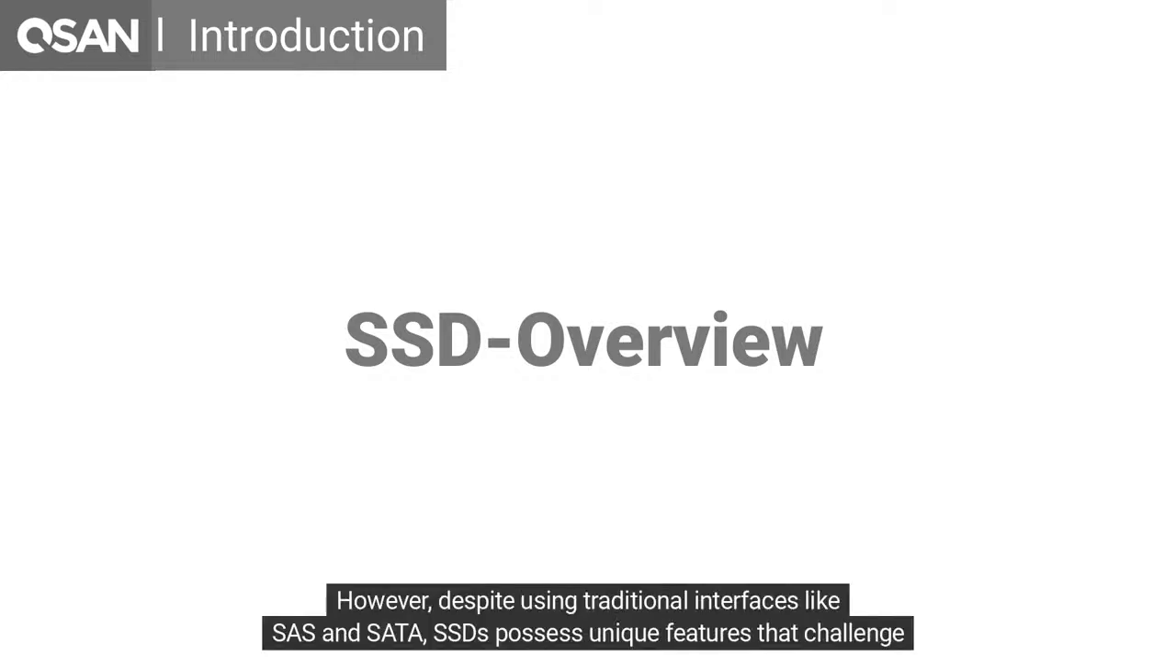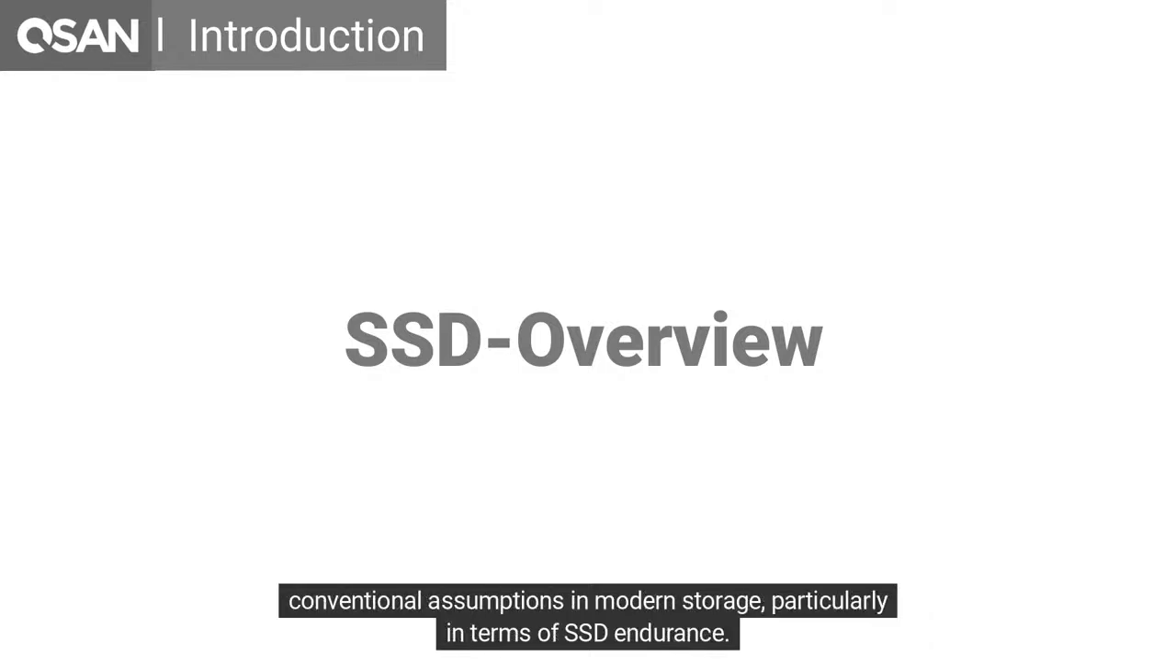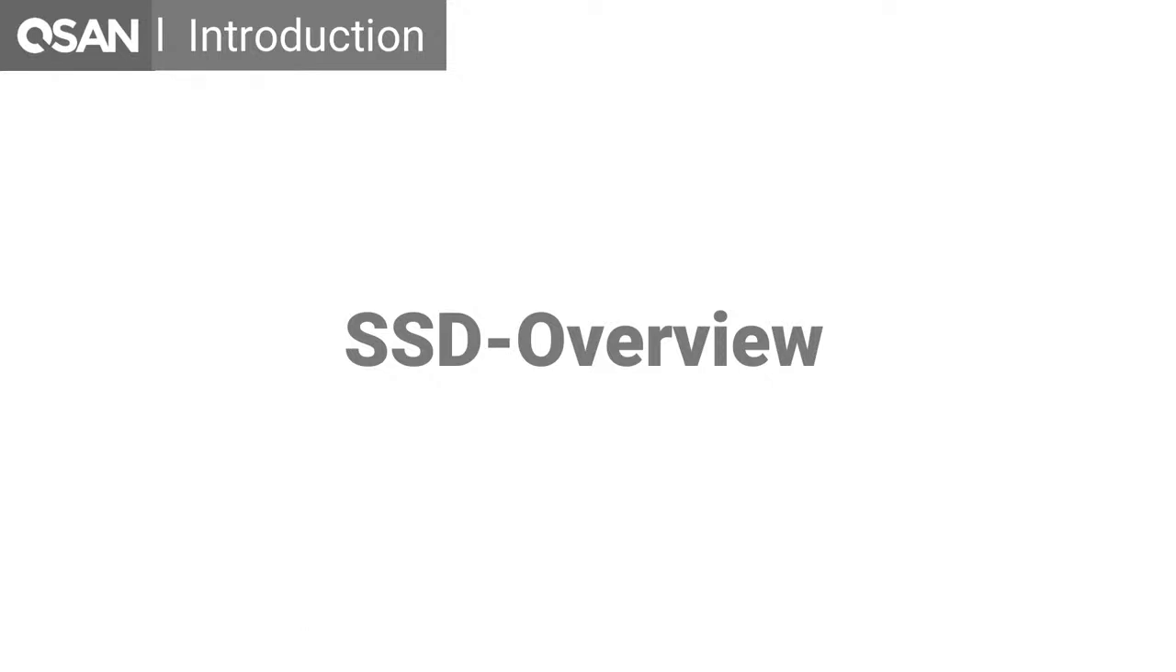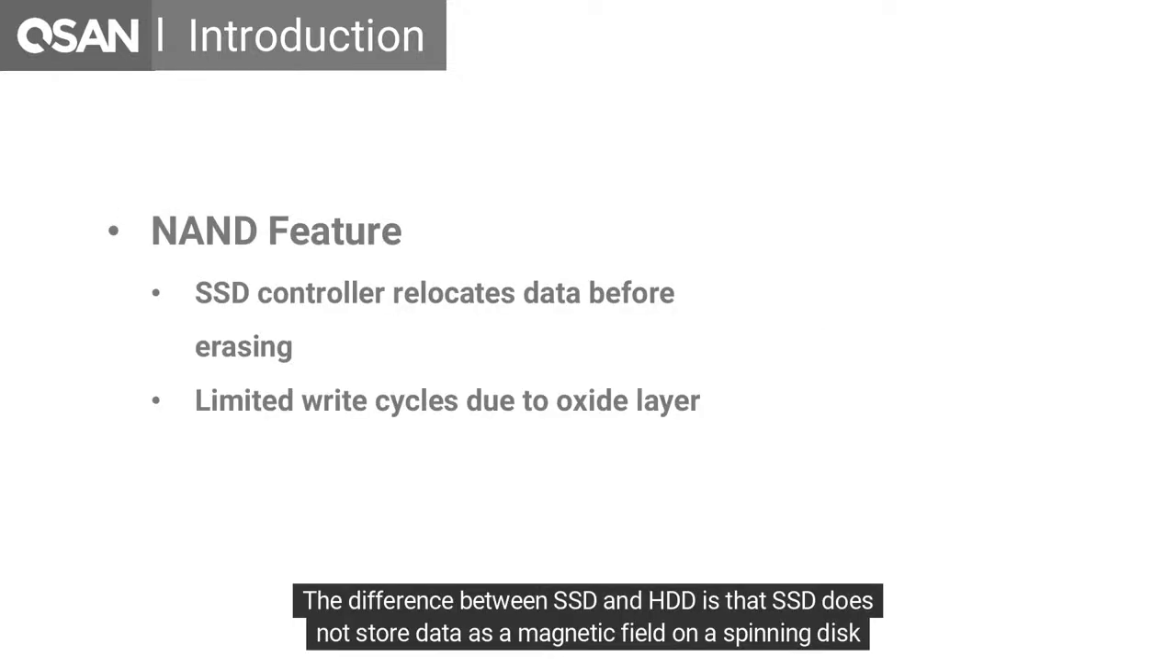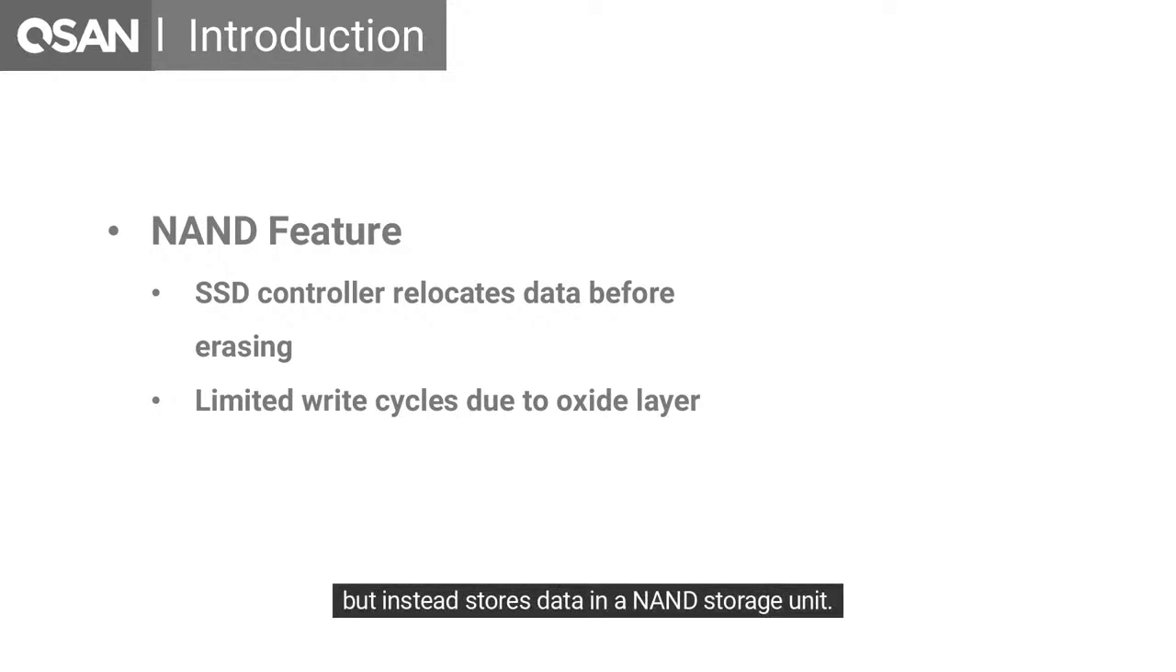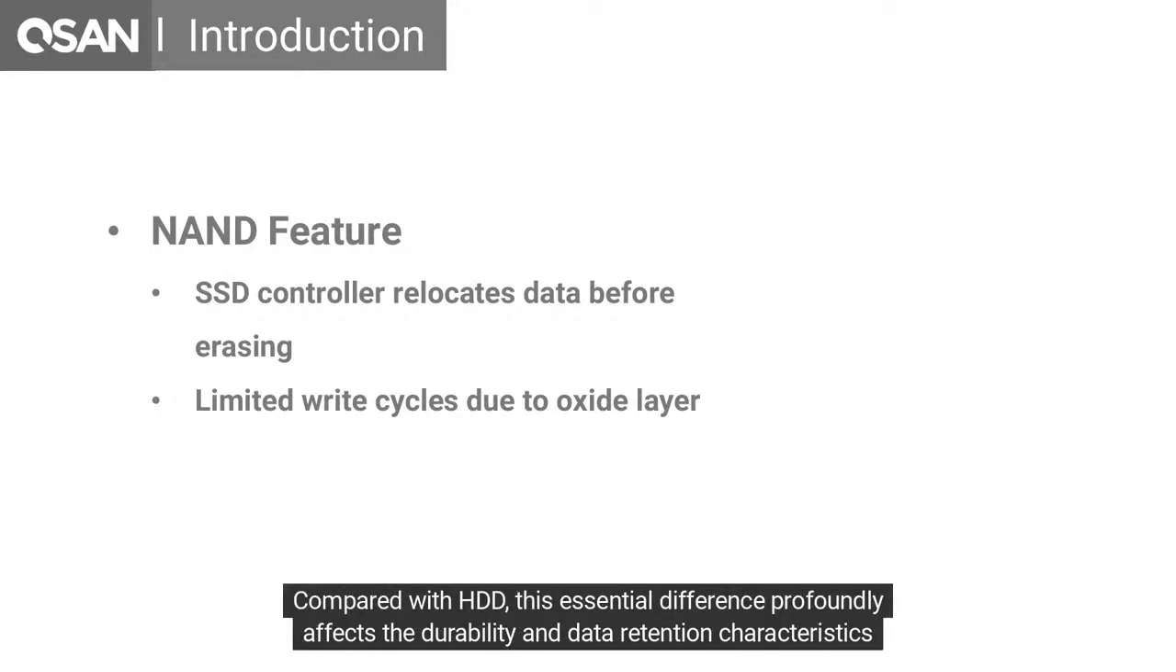applications. However, despite using traditional interfaces like SAS and SATA, SSDs possess unique features that challenge conventional assumptions in modern storage, particularly in terms of SSD endurance. The difference between SSD and HDD is that SSD does not store data as a magnetic field on a spinning disk, but instead stores data in NAND storage units. Compared with HDD, this essential difference profoundly affects the durability and data retention characteristics of SSD.